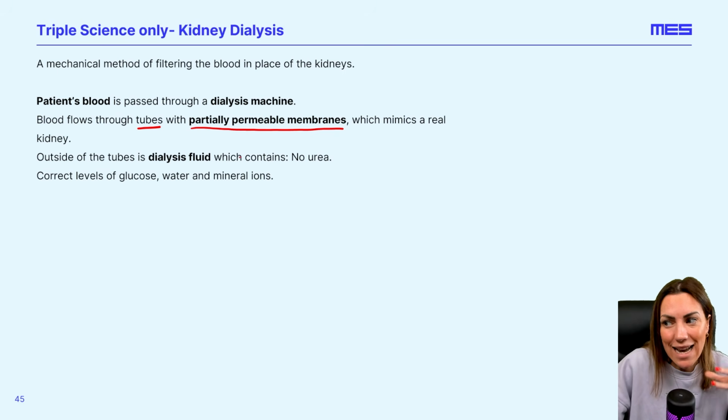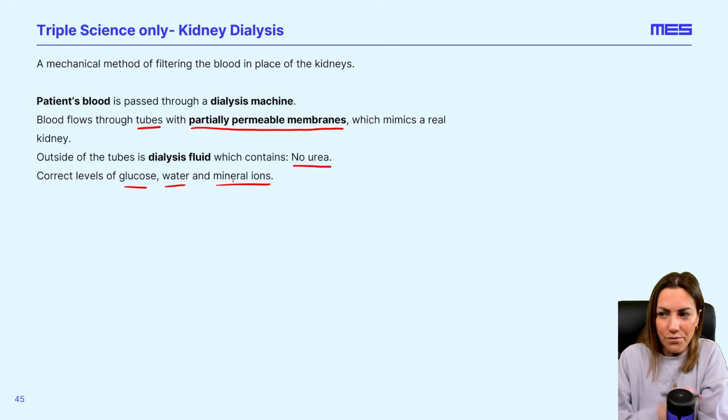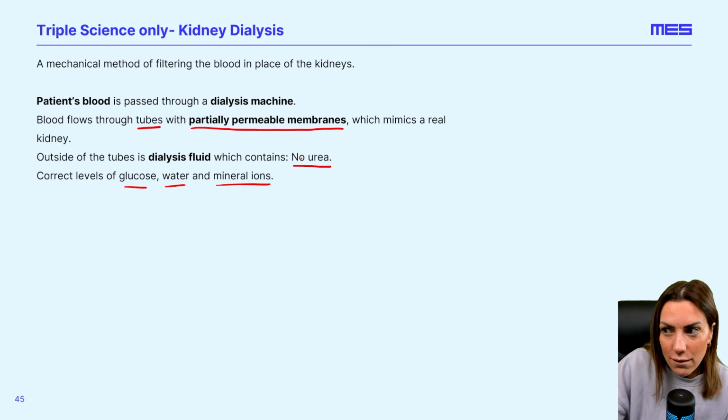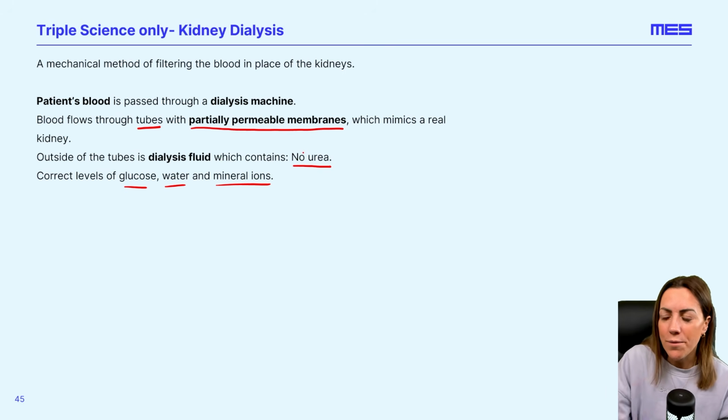Outside of the tubes is dialysis fluid, and the dialysis fluid will have no urea in it, but it will have the correct levels of glucose, water, and mineral ions, okay? So just to go through that again, because I know this is complicated, the patient's blood is removed from a blood vessel. It's flowing through these tubes in the dialysis machine, but the tubes are partially permeable. Outside of the tubes in the dialysis fluid, there's no urea, but there will be a lot of urea in the patient's blood. In the dialysis fluid, there's some glucose, some water, and mineral ions, basically the ideal concentrations.